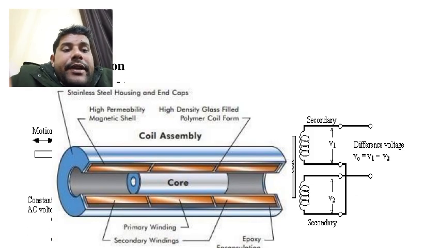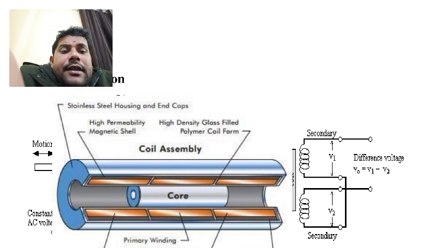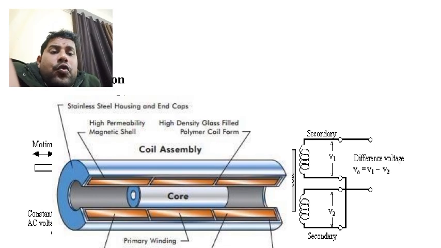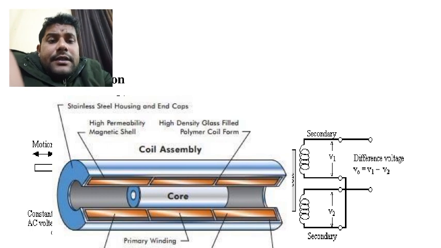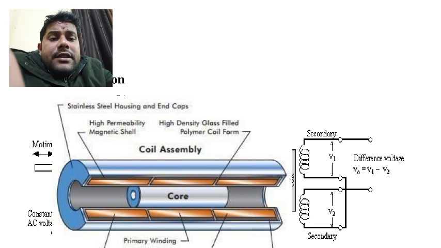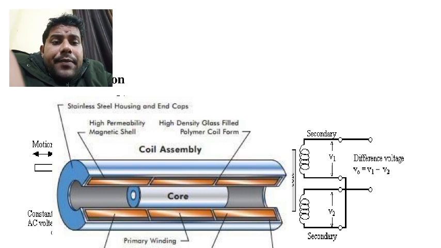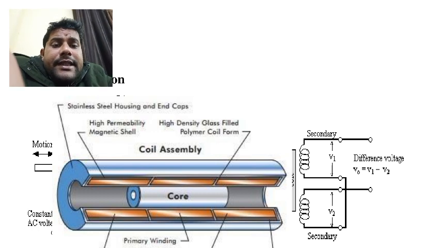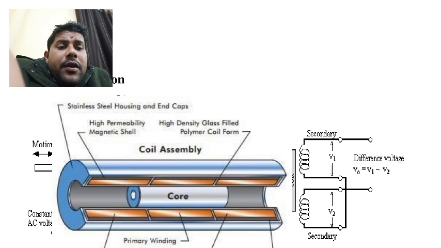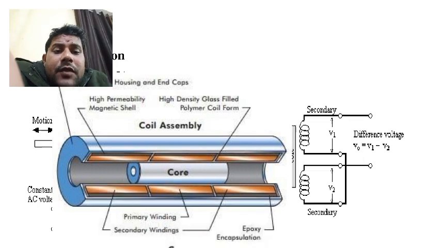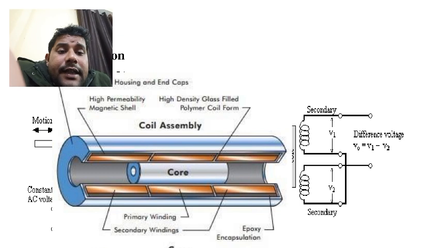This is the construction, like this. This is the inner core. As the core moves, the linked flux changes in the primary and secondary. This is the outer core. This is the stainless steel housing. Inside is the high permeability magnetic shell. This is the high density glass filled polymer coil form. Constant AC voltage is applied to the primary winding, and this is the secondary winding here.